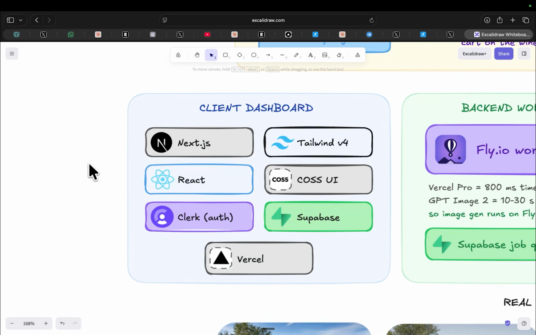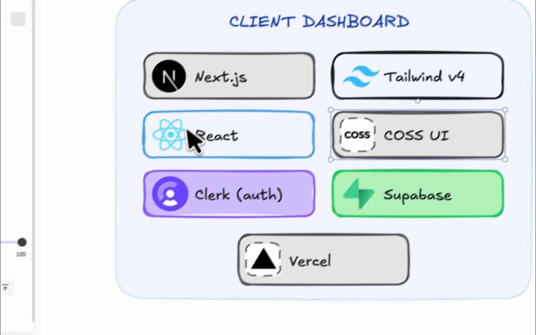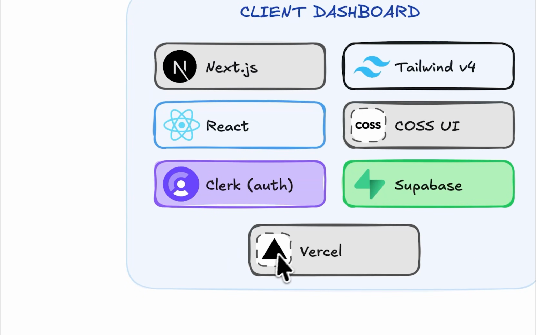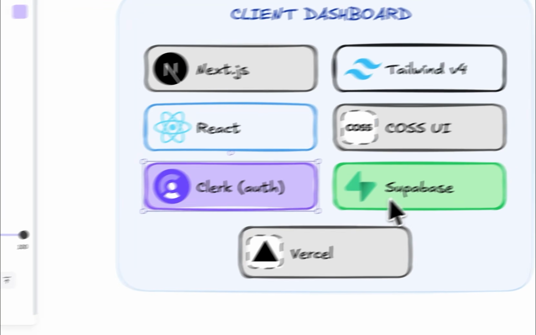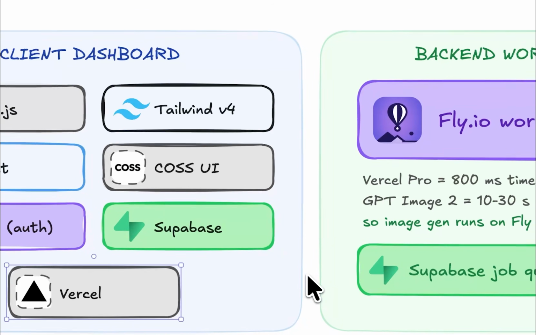This is the tech stack that we use for the dashboard. Next.js, Tailwind, React, and Coss UI for the UI. We use Clerk for authentication, Supabase to run the backend and to store the data, and Vercel for hosting.